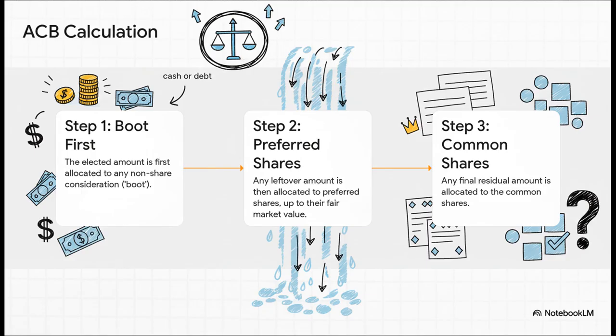First, you have to allocate that value to any non-share consideration, what we call BOOT, think cash or debt. Whatever's left over then flows down to any preferred shares you received, up to their fair market value. Any final residual amount that's left at the very bottom becomes the ACB of your common shares.